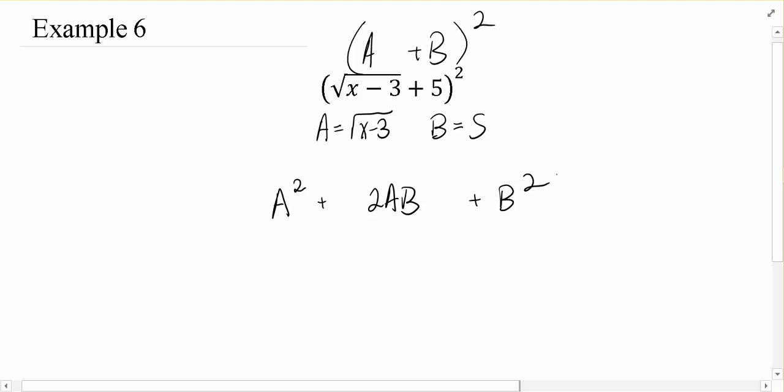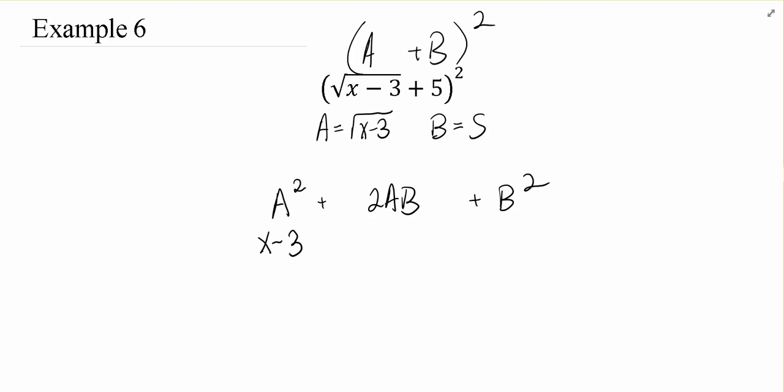And way back in lesson 1, we said for that 2ab, think about that as just 2 times the product of whatever you had. So in this example here, where a is the square root of x minus 3, if I were to square that, the square and the square root undo each other, and they just leave me x minus 3.